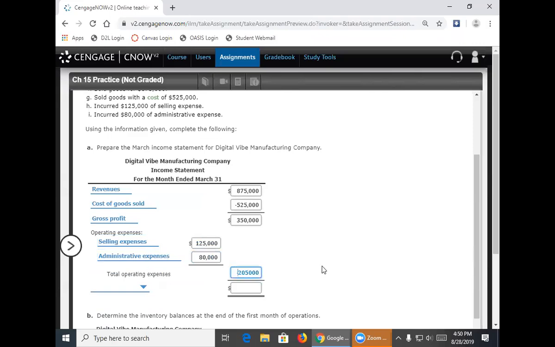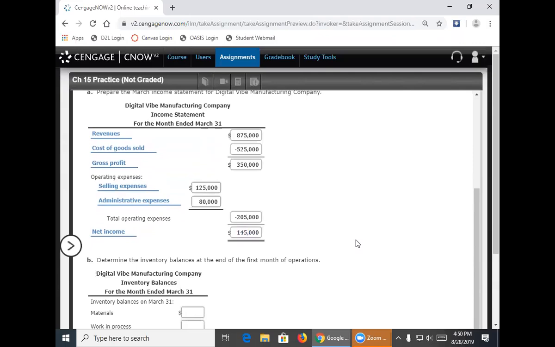Again, you could put them in as a negative since it's cost coming out. So gross profit of $350,000 minus operating expenses of $205,000. We are left with a net income of what, $145,000? $145,000. So that's kind of a condensed income statement where we're not seeing the cost of goods sold computation.